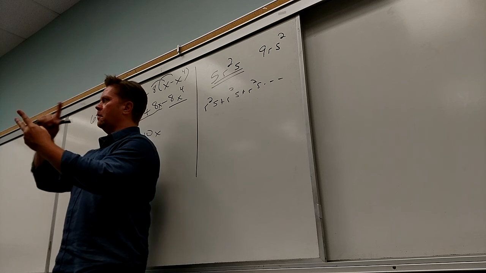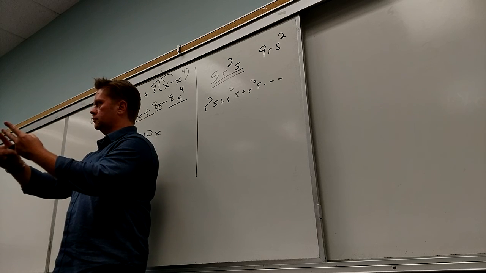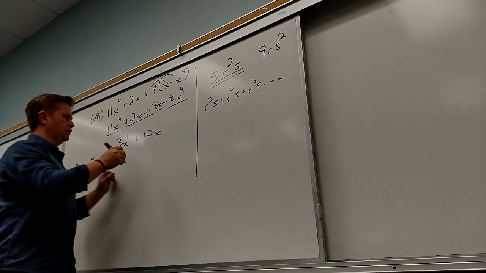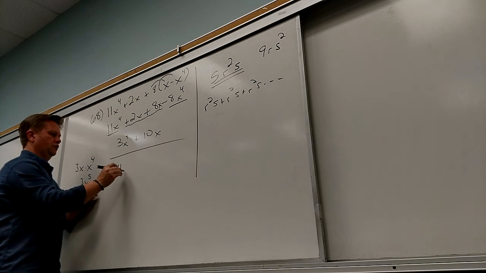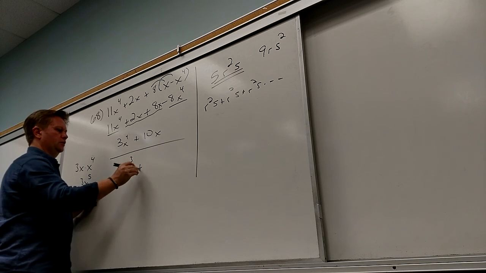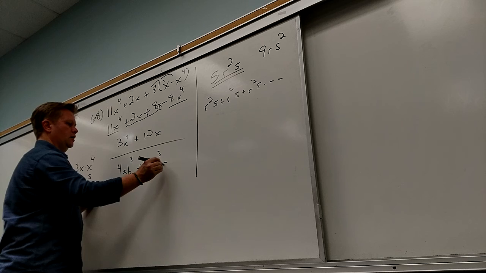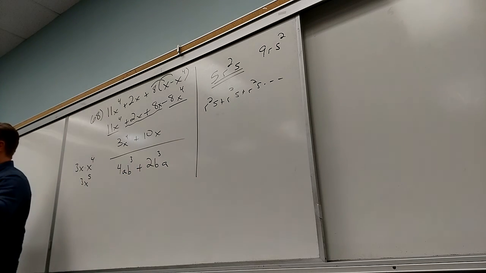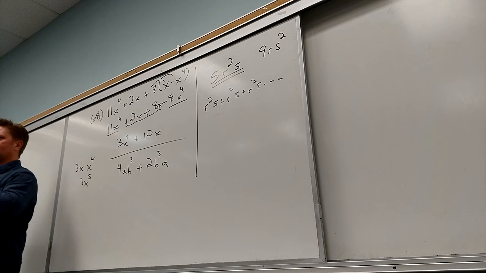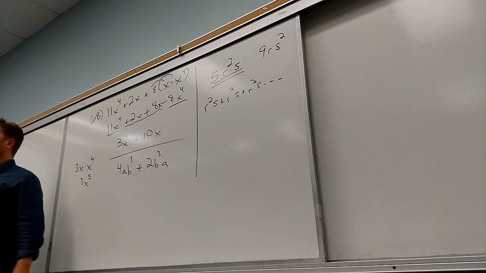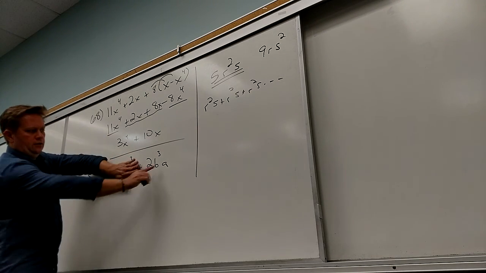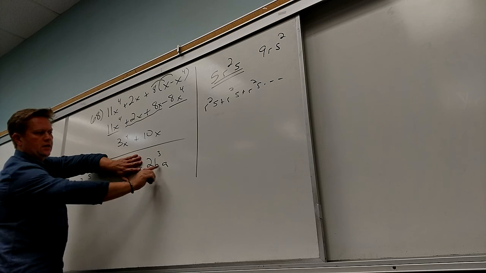Same variables, same amount of each variable. So could you put these together? 4ab cubed plus 2b cubed a. Come on, think about what I just said. What letters do they have? A and B. Some fool put the other one out of order, right? So who cares? What's the operation in this term? What are all the operations? Times, right?